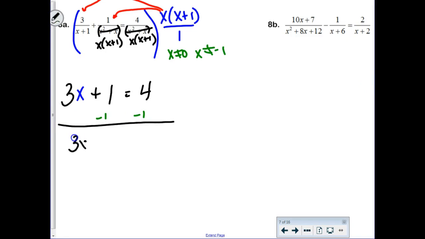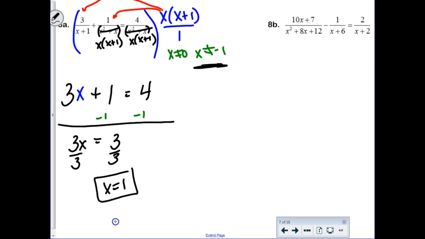I got a little excited when I saw this question because I thought we were going to get an extraneous solution. But it turns out we get x equals 1, which is not -1. So I think we're okay.